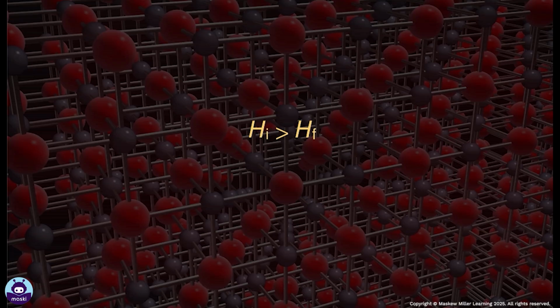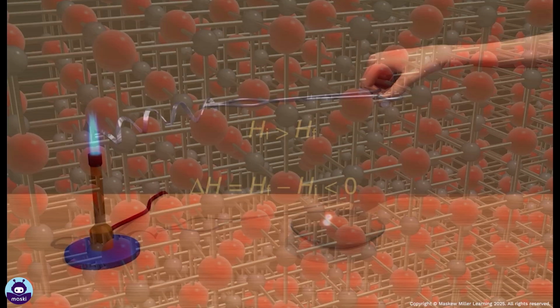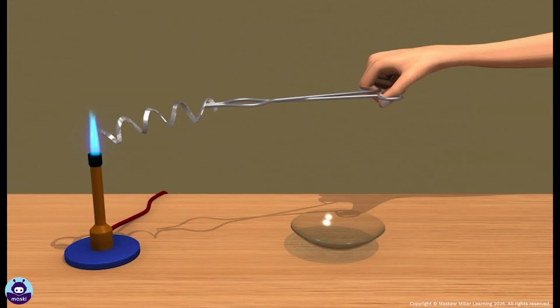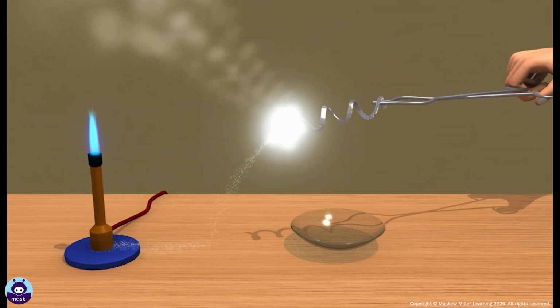The temperature of the surroundings increases. We can conclude that the enthalpy change in an exothermic chemical reaction is negative. Delta H is negative. In the case of magnesium burning in air, some energy is also converted to light. Hence, we see the bright flame.